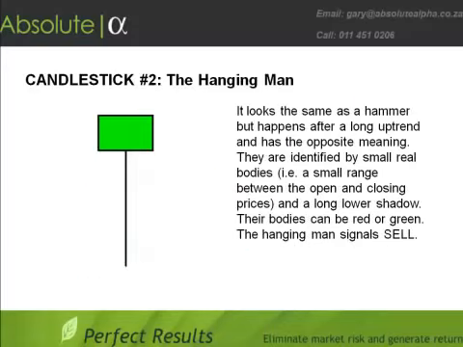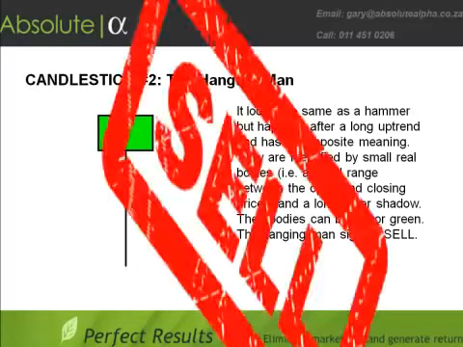The second candlestick is the hanging man. It's the same as the hammer, but happens after a long uptrend and has the opposite meaning. They are identified by small real bodies, small range between open and closing prices, and again the long lower shadow. Again, the bodies can be red or green, but the hanging man signals sell.